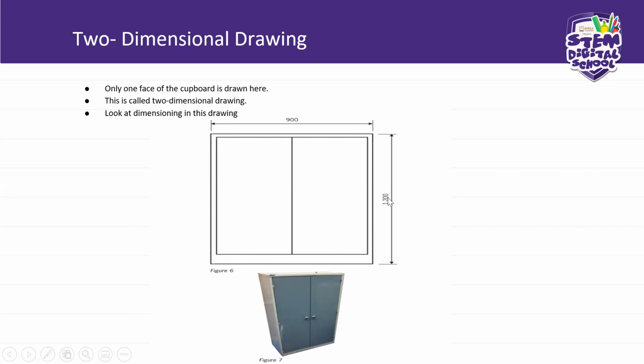And then we write the measurements. Remember I told you about scale also. There is no scale here.